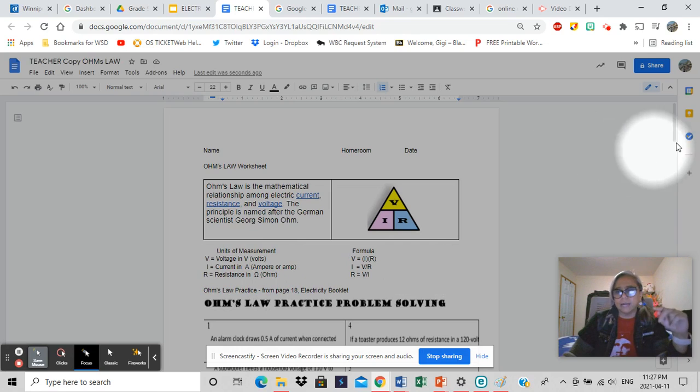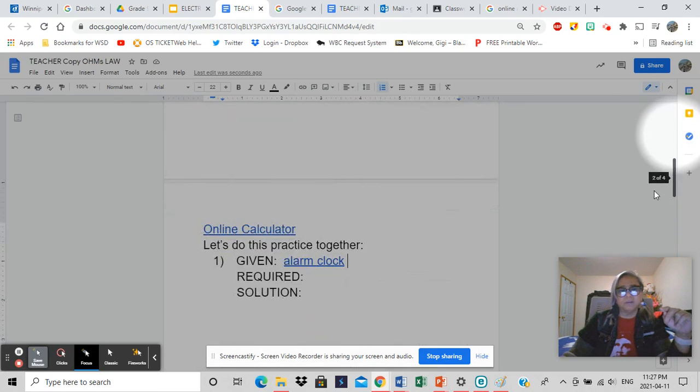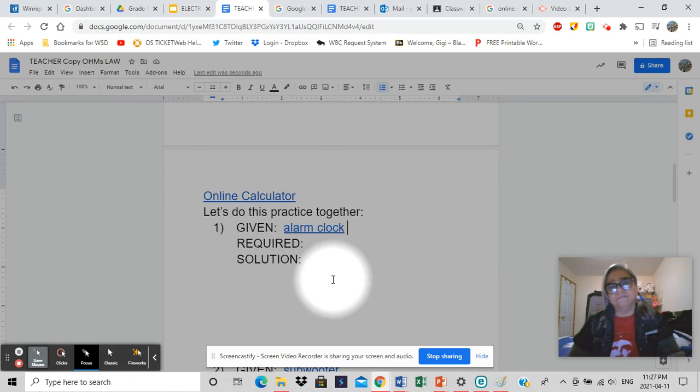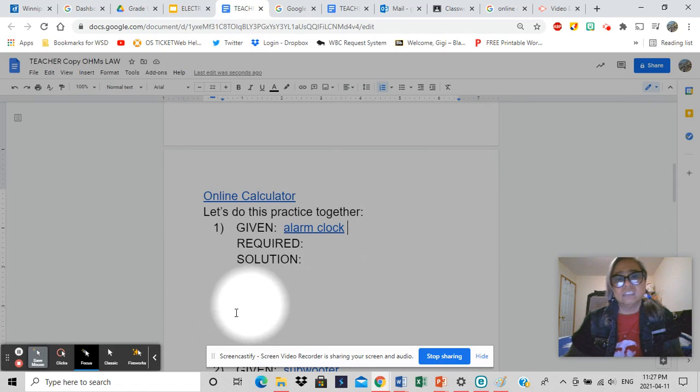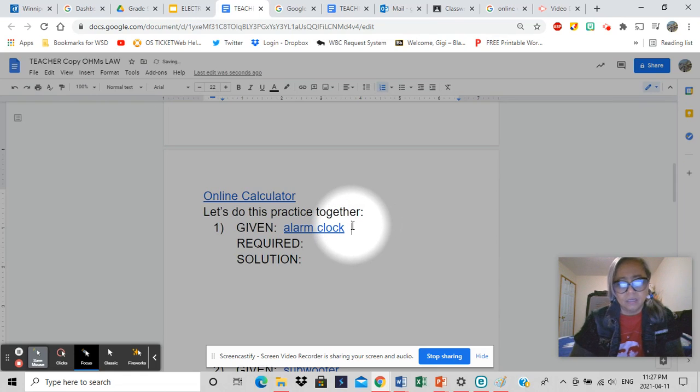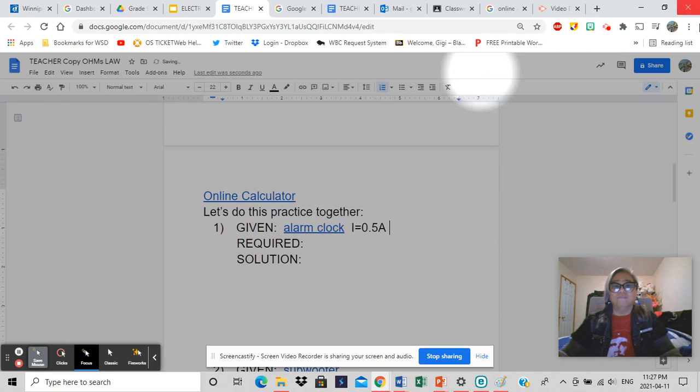So let us write it down. We have 0.5 ampere. So that would be I. So let's just type the value here. I equals 0.5 A. We now have one value there.